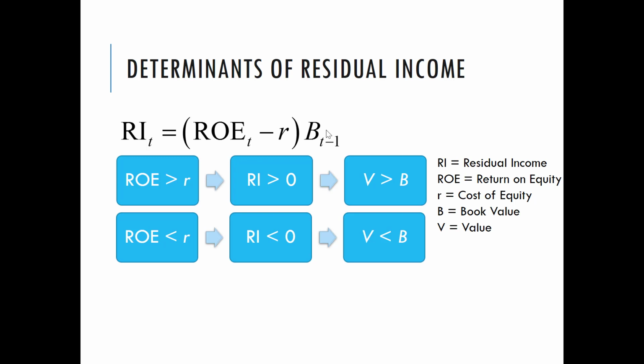Whereas when your return on equity is less than the cost of equity, you're effectively destroying shareholder value because your residual income is less than 0, which means that your book value is actually higher than the total value of the firm. So in this scenario, if you don't expect this to improve over time, it's best to just liquidate and basically stop operations.